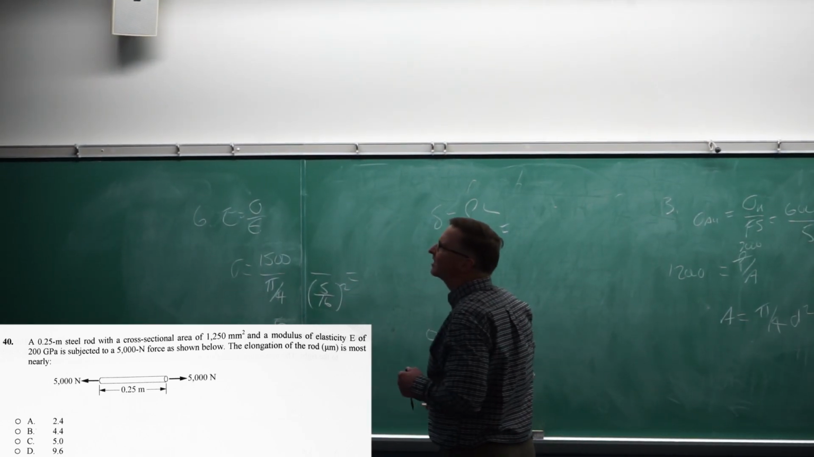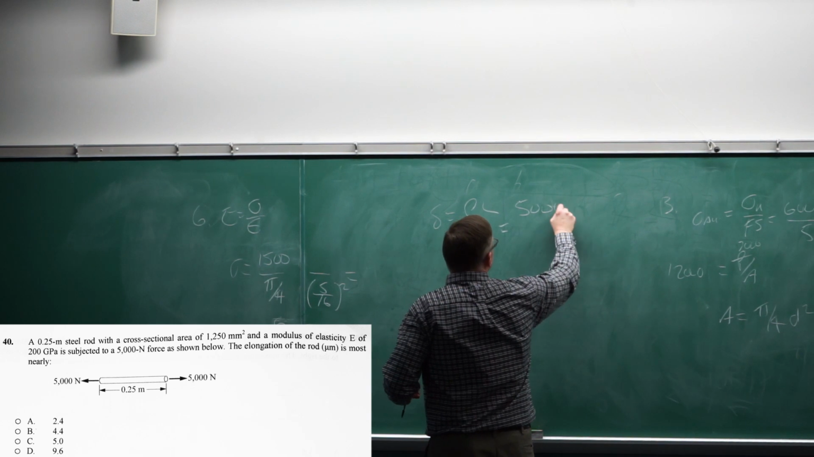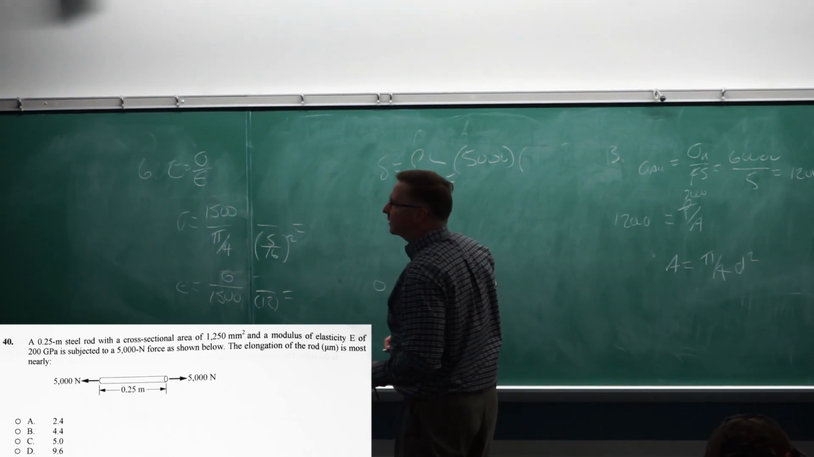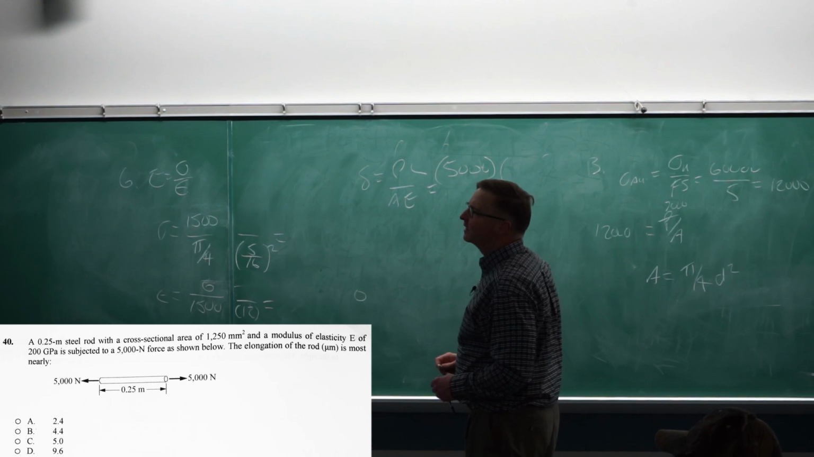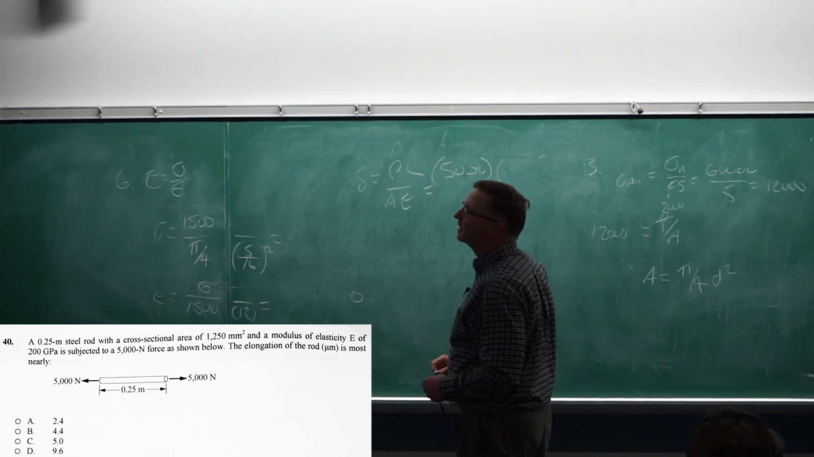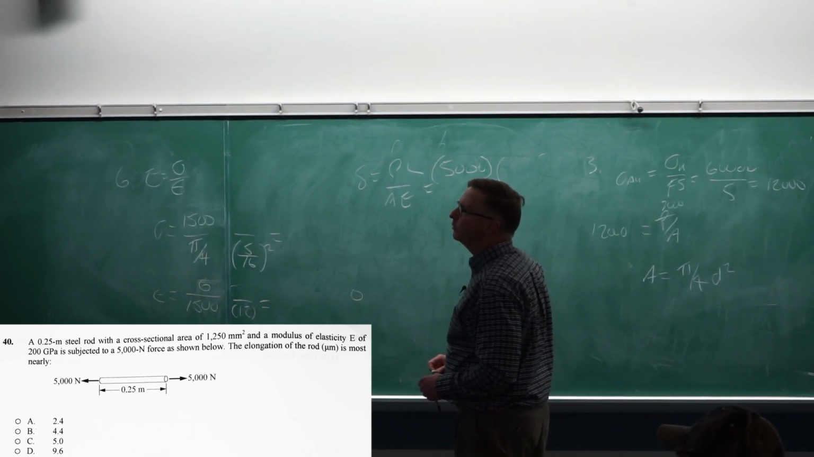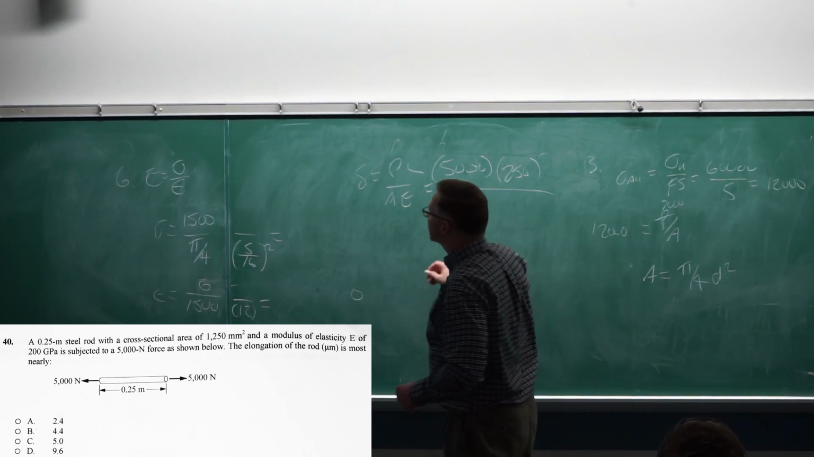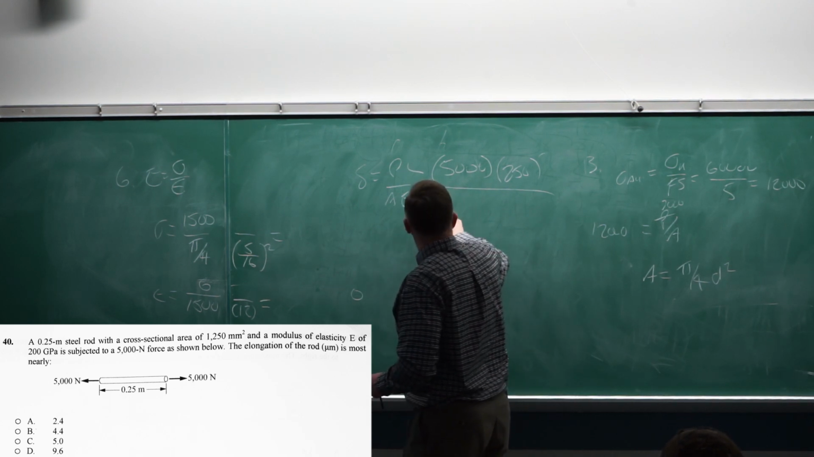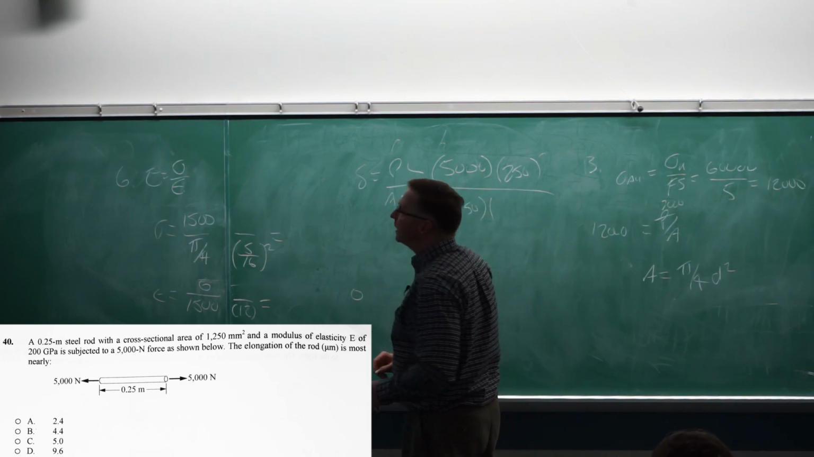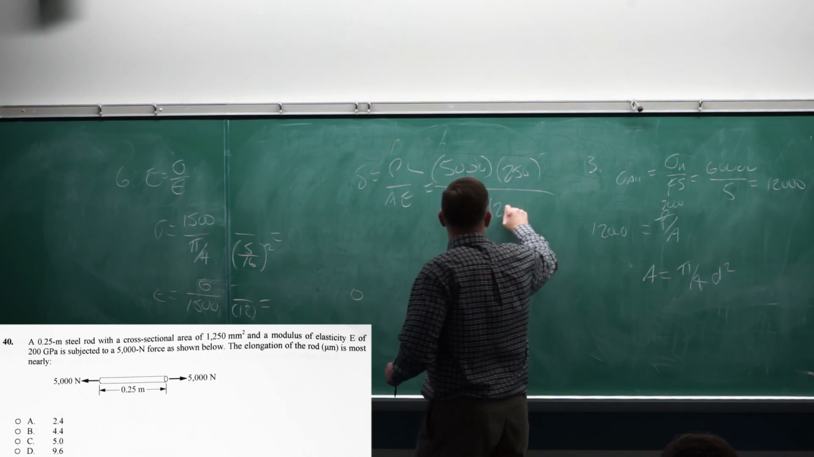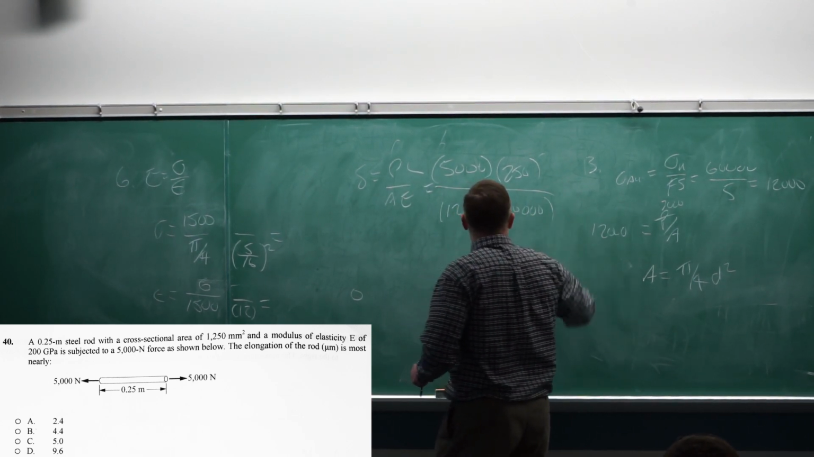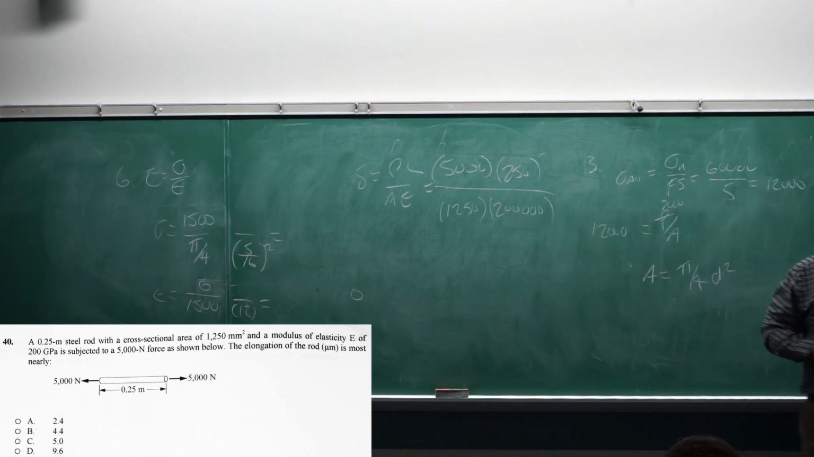Your force is 5,000 newtons. We'll leave it that way. The length is 0.25 meters. That's 250 millimeters. The area is given to us in millimeters squared directly, 1250. And E is 200 gigapascals. That's 200,000 newtons per millimeter squared. So that should give you the answer in millimeters, and I assume that's what the units are in the answers.